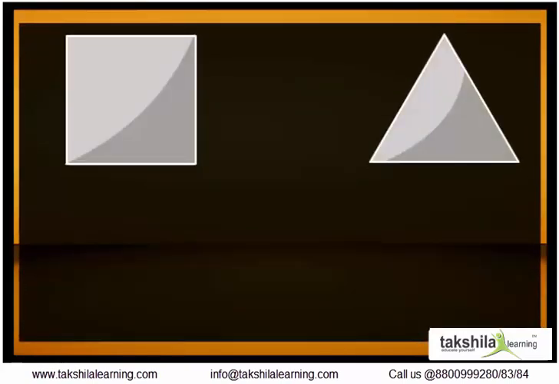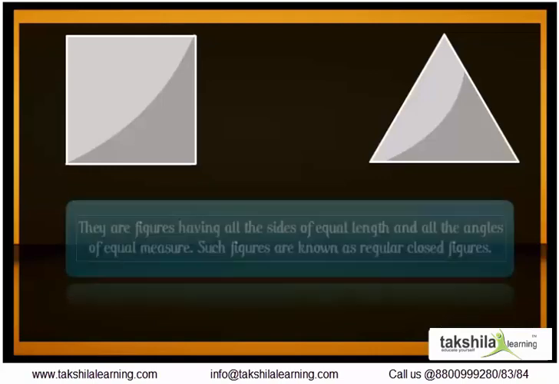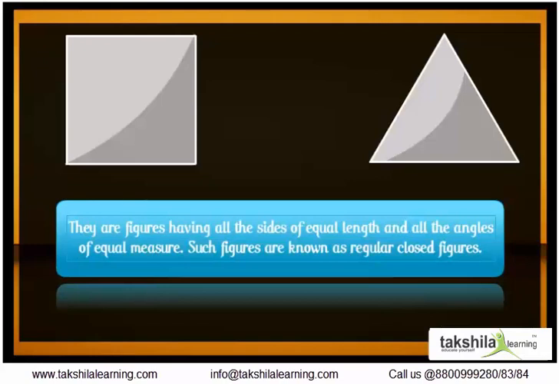What is similar between a square and an equilateral triangle? They are figures having all the sides of equal length and all the angles of equal measure. Such figures are known as regular closed figures. Thus, a square and an equilateral triangle are regular closed figures.